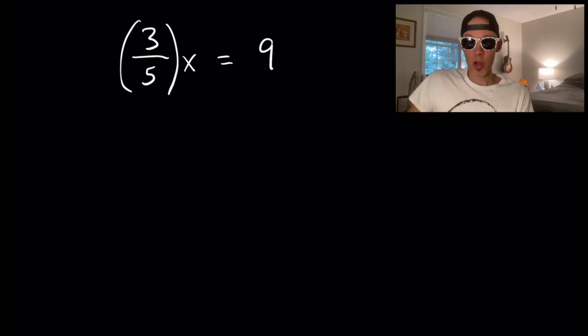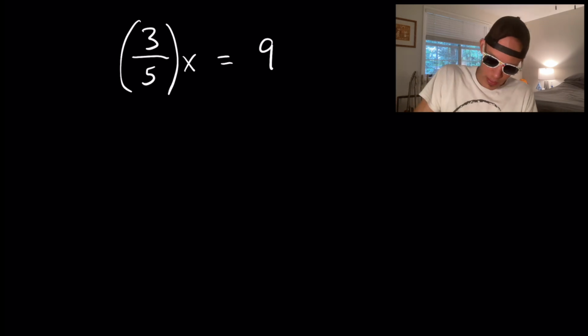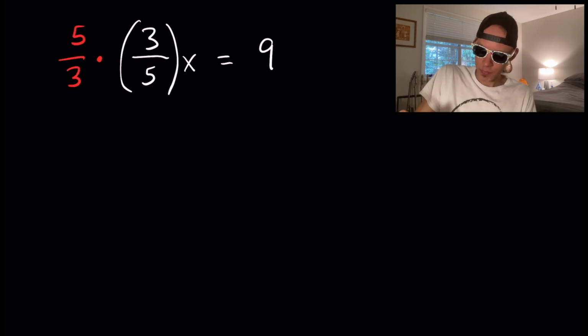All right, here we got 3 over 5 times x equals 9. So whenever you see a fraction as your coefficient, remember that's the number in front of the variable, all you want to do is multiply that fraction by the reciprocal, which is just the fraction flipped. So all I'm going to do here is multiply this fraction by 5/3. And I want to do that to the other side too. Whatever you do to one side, you got to do to the other side.